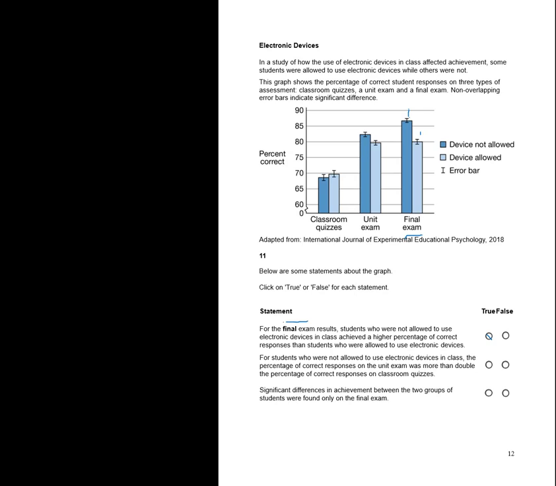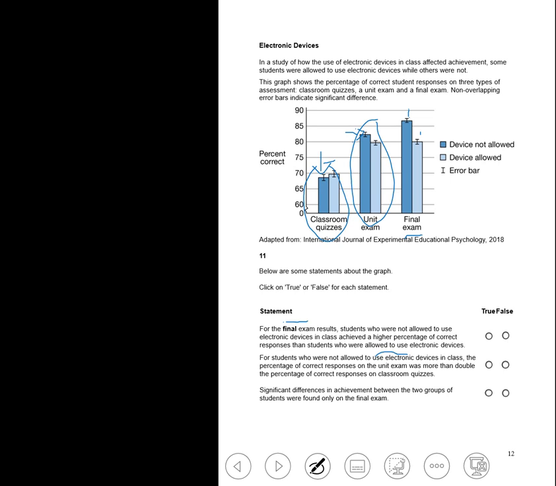So next question. Now it's asking for the ones that were allowed to use electronic. Were correct answers more than double on the unit exam compared to classroom quizzes? So here's classroom quizzes, here's unit exam, and right there is the device not allowed, and this is the device allowed. As we can see, this is about 70 and this is 80 odd. So 80 odd is not double 70 odd, so it was clear that that one is false.